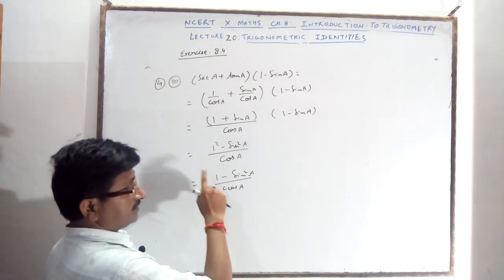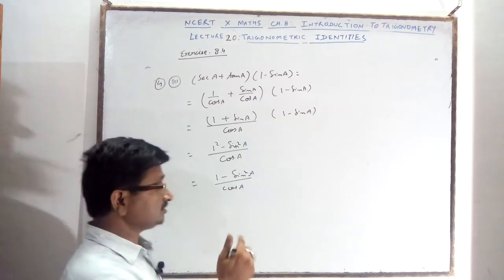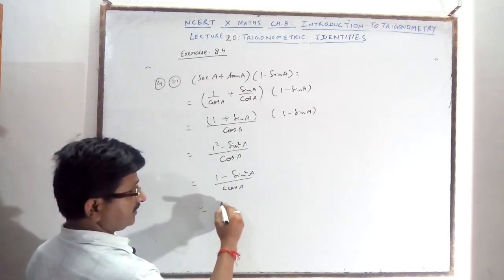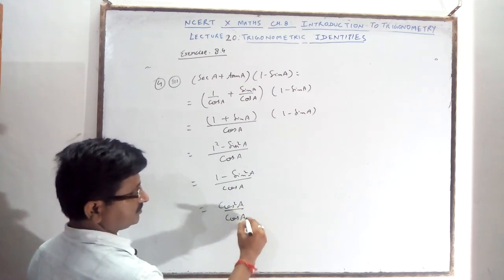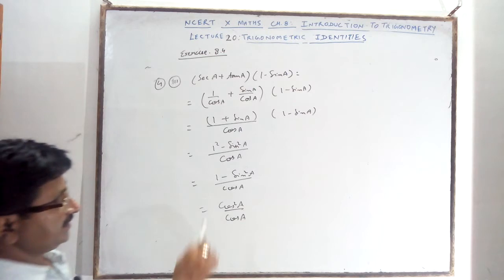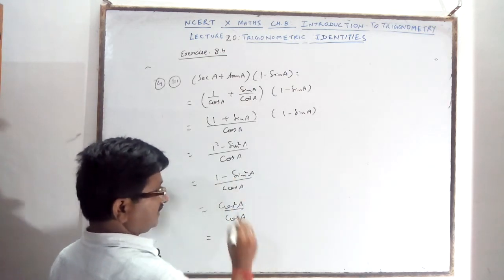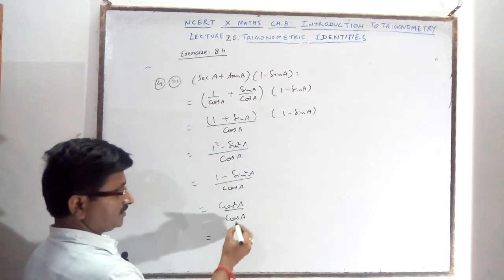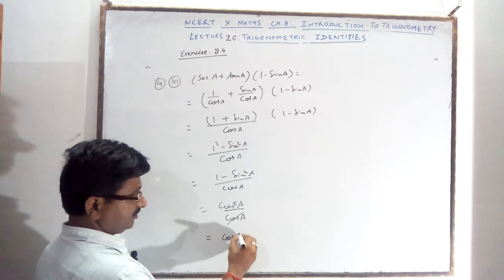Identity: sin square theta plus cos square theta is equal to 1. Then what is cos square theta? 1 minus sin square theta. So it is cos square A upon cos A. By identity you are writing this. Reason: 1 minus sin square theta is equal to cos square theta. Then one cos A and the power will be cancelled. You are getting cos A.